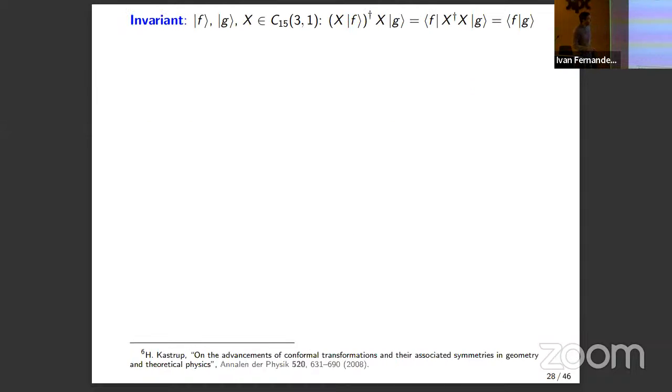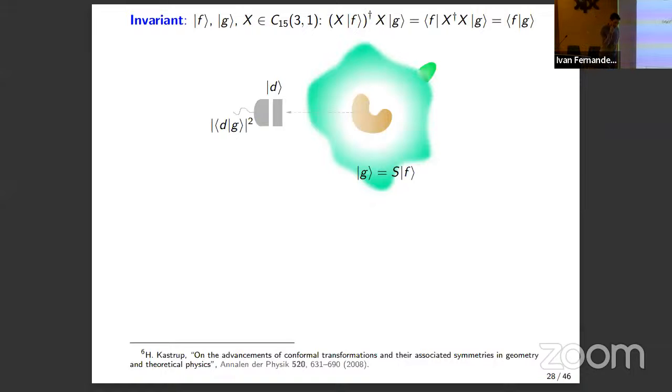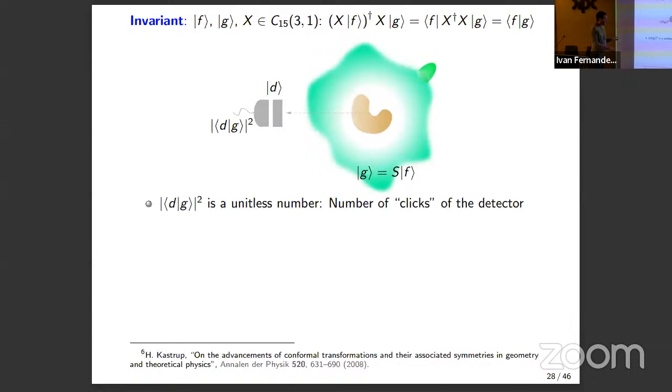Another thing, which is invariance, it's important, or one could say it's essential, to define projective measurements. So there's a field, and here is the measurement apparatus. Let's say I have here a polarizer, maybe a monochromator as well, and then a photodetector. So this could be written as the projection onto a mode of light, in this case probably a plane wave. And this modulus squared of the inner product between D and G, G is the field to measure, and D is the mode of the detector. This is actually a unitless number, and it's the number of clicks of the detector.